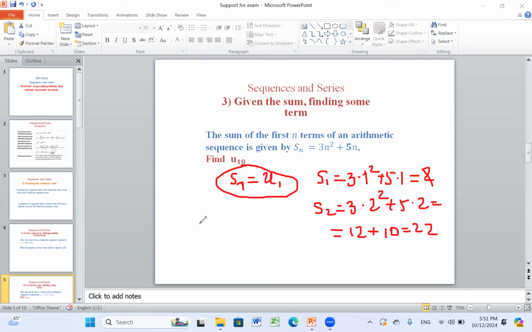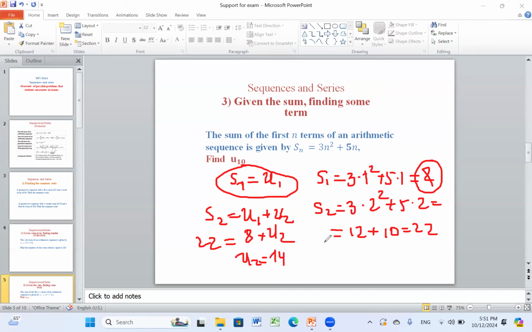S2, on the other side, we know that it is U1 plus U2. So it is the sum of the first two terms. U1 is 8. We already know U1, it's 8. And U2, we don't know. We are going to find U2. So S2 is 22, we already know this. So 22 equals 8 plus U2. So U2 is equal to 22 minus 8, which is 14. So our second term is 14.